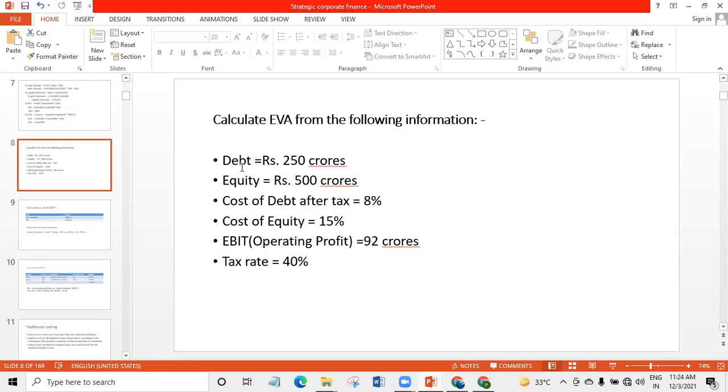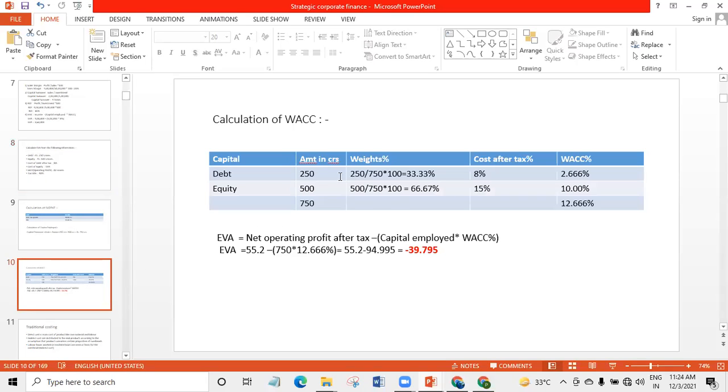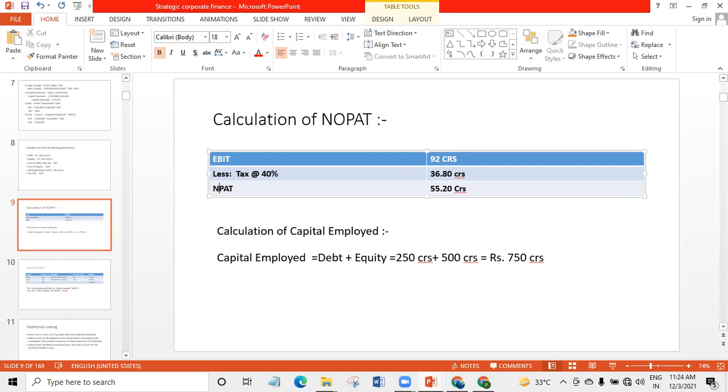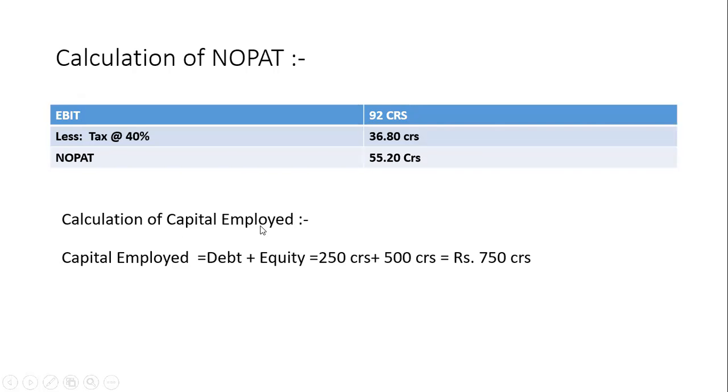I will repeat this question. Debt plus equity is capital employed, 750 crores. Cost of debt you will multiply with the weight of debt. Cost of equity you will multiply with the weight of equity. You will get WACC. Operating profit is already given. You have to deduct the tax. Automatically you will get NOPAT, net operating profit after tax. With this formula, you can calculate the NOPAT: EBIT minus tax, PAT, NOPAT, net operating profit after tax. Capital employed calculation: total of debt plus equity.